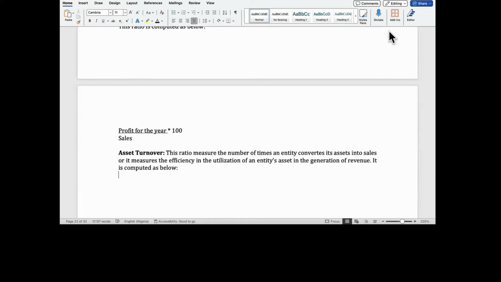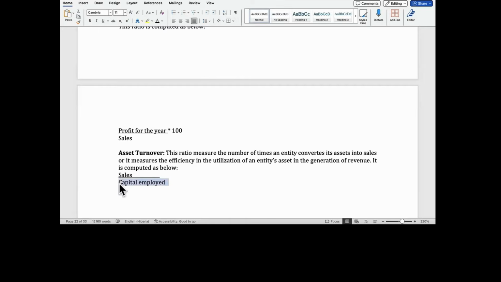I hope you know the formula. Let me just give it to you because it's very late now. Ordinarily, you're the one that should be giving me these formulas so that we can focus more on the analysis, but it's so late that most of you might be tired. So I just want to go straight to the point. So asset turnover looks at sales all upon capital employed.